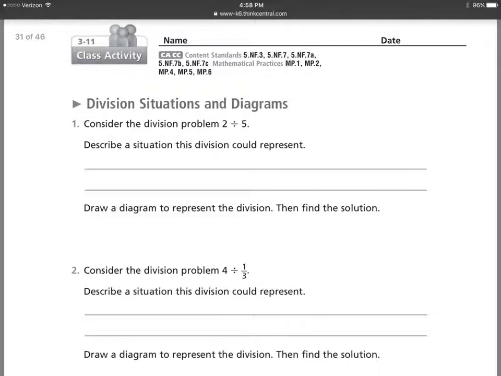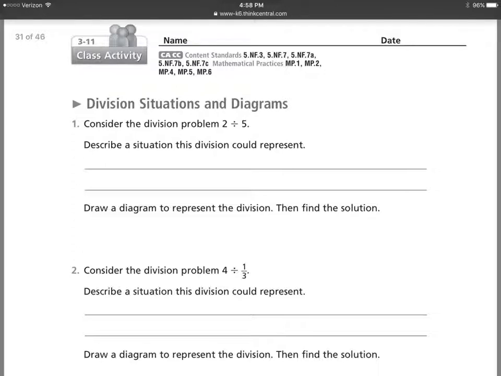Consider a division problem, 2 divided by 5. You're going to be asked to describe a situation that this division problem could represent. Then you're going to be asked to draw a diagram to represent the division and then find the solution. Number 1 I will do for you, and then you will do numbers 2 and 3 on your own.